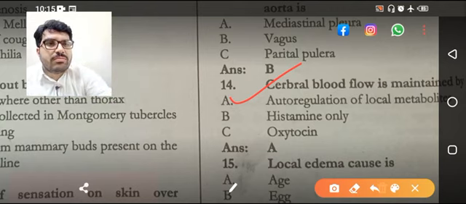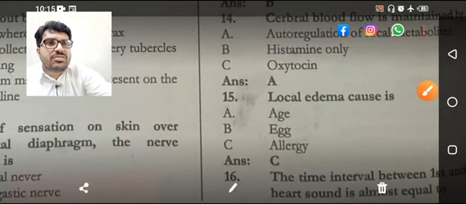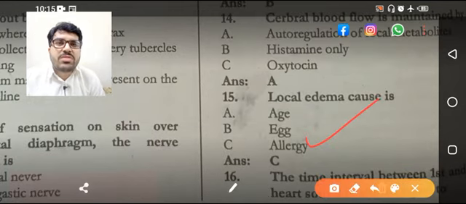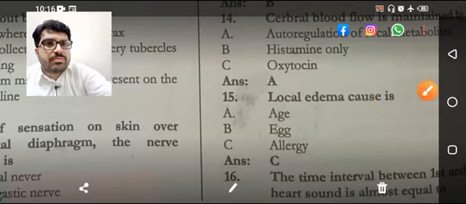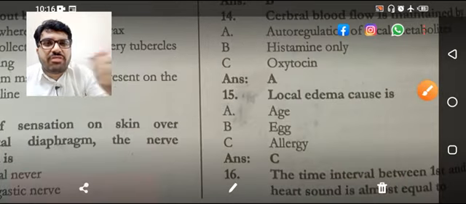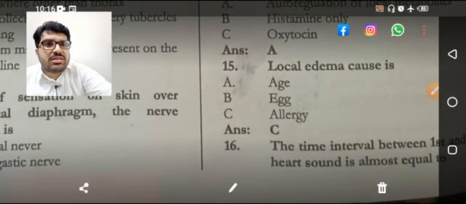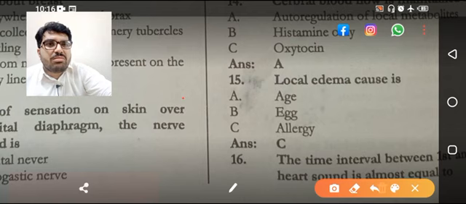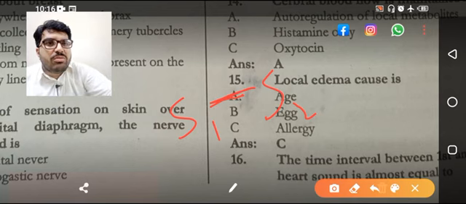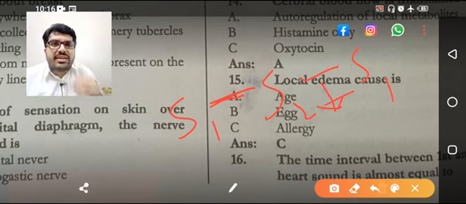Reference Kenang. Local edema is caused by, answer is allergy. If there is the word inflammation, choose that, because inflammation causes local edema. If there is not, then allergy. Now the time interval between S1 and S2 is called what? This is systole. And the time interval between S2 and S1 is called what? This is diastole.